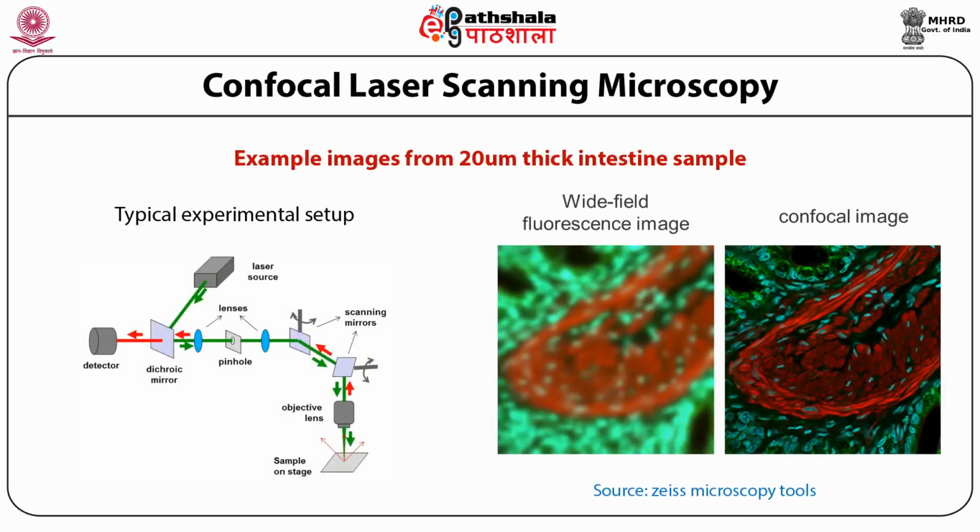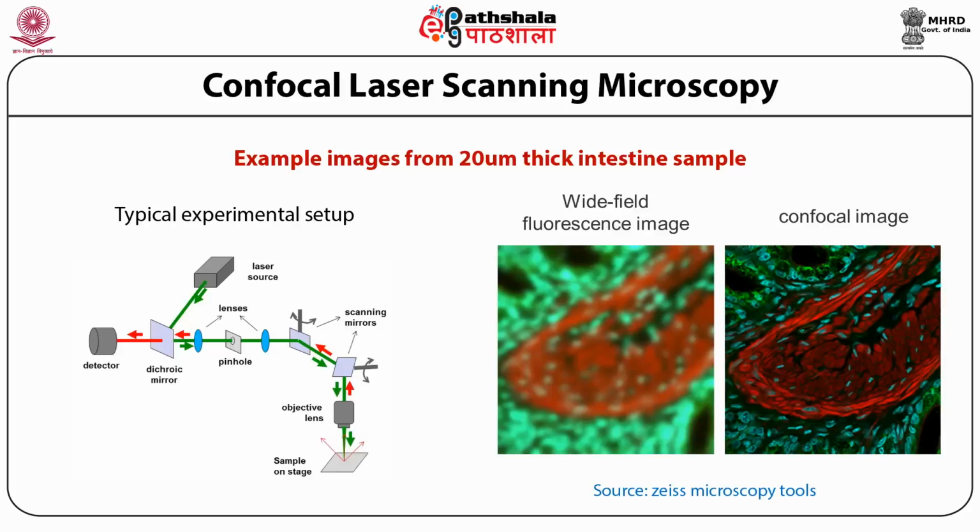The typical experimental setup used in confocal laser scanning microscopy is shown here. You have light coming from a laser source that is reflected from a dichroic mirror, then it is focused onto a pinhole, and then by using two scanning mirrors and an objective lens, it is sent to the sample. The sample emits light, the fluorescence light in this particular example, and that fluorescence light is collected back by the objective and sent back to the dichroic mirror. The dichroic mirror is such that it transmits only the fluorescence light, and the transmitted light is collected at a photodetector.